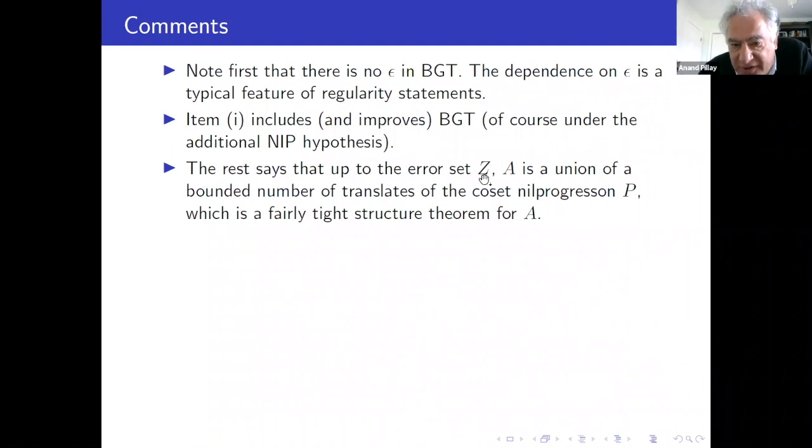The rest say that up to the error set Z, A is actually a union of a bounded number of translates of the coset nil progression P. There's an error set Z, and this union is actually approximate. After throwing away Z, A is a union, with small errors controlled by epsilon times the size of P, of a finite and bounded number of translates of the coset nil progression. So this is a tight structure theorem for A. It says that a K-tripling set A is essentially, up to some error in the sense I said, a union of a small number of translates of a coset nil progression. It's a strong, tight structure theorem for A.